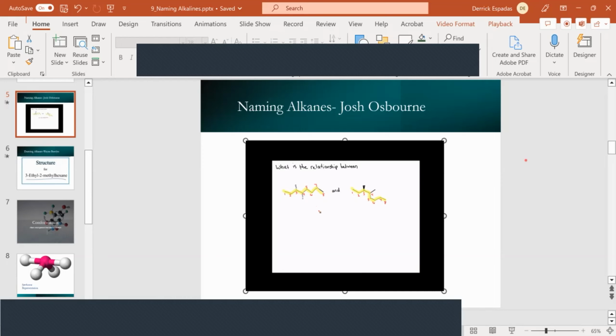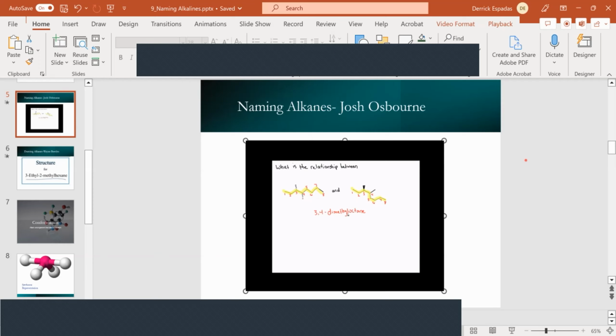So both have the general name 3,4-dimethyloctane. So we know they must be some sort of isomers or identical compounds. And we could start doing bond rotations or manipulations and try to make them look alike to see if they're identical or enantiomers or what they might be.